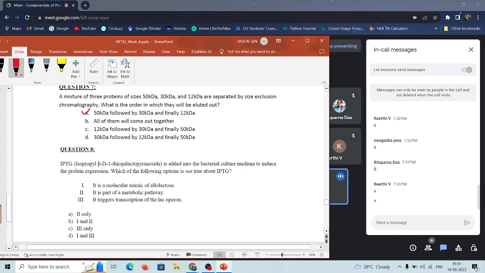Say A. Any other answer? We have studied this, that it is a molecular mimic of allolactose and it is an inducible system that is important for triggering the transcription as well as the translational pathway, but it is not a part of the metabolic pathway. So 2 only is the incorrect answer. So option A is the correct option for this question.